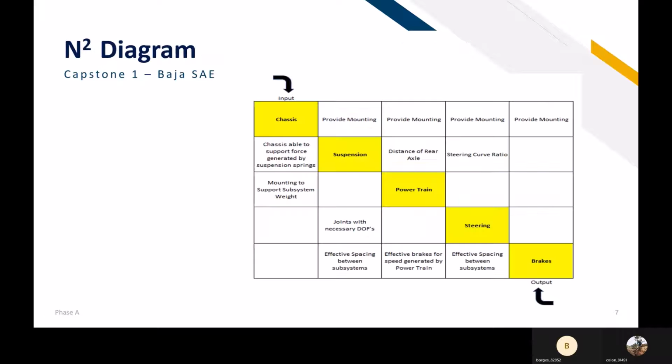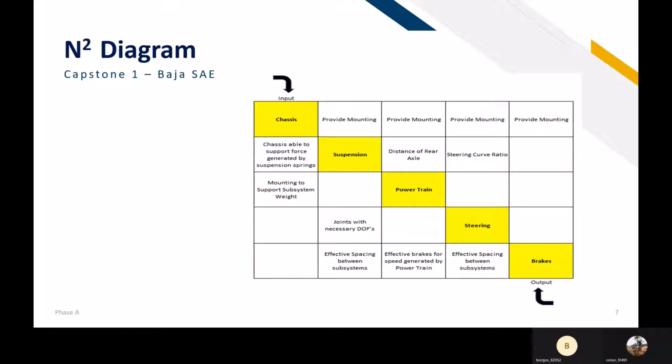What we can see here is the N-square diagram. This is a diagram in the shape of a matrix, and the main purpose is to represent the physical and functional interfaces between the whole system elements or subsystems. In this case, we have our 5 subsystems, which are chassis, suspension, powertrain, steering, and brakes. The chassis is the subsystem that will provide mounting to each of the other 4 subsystems.